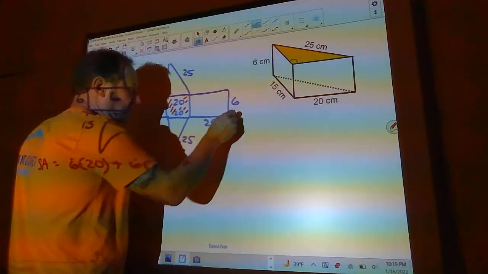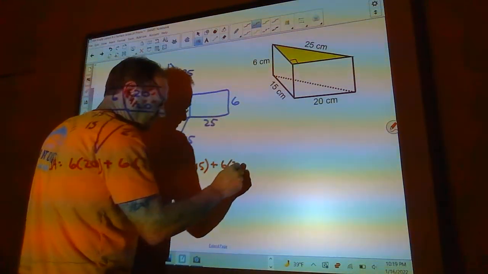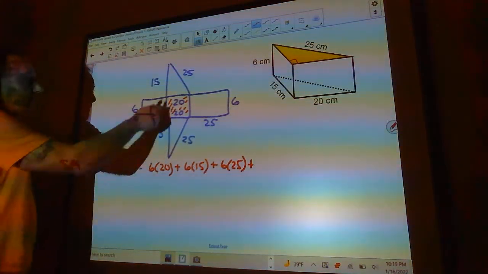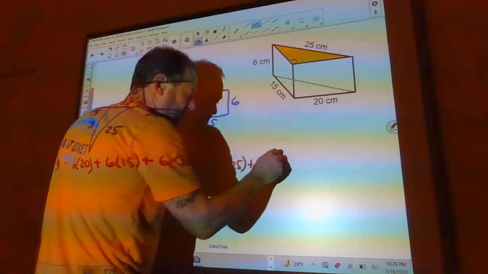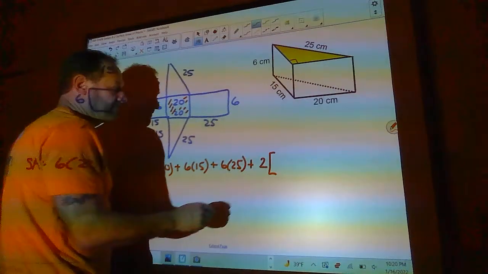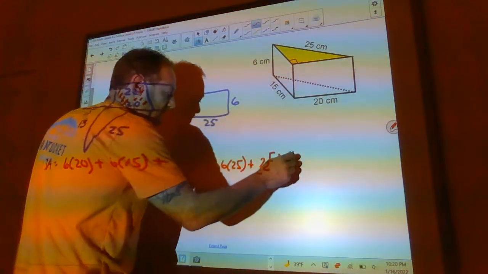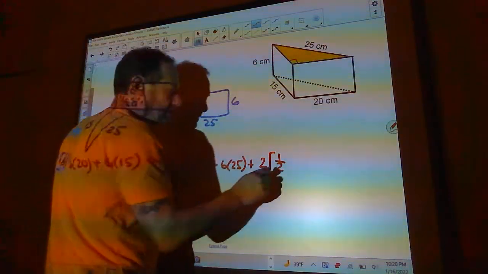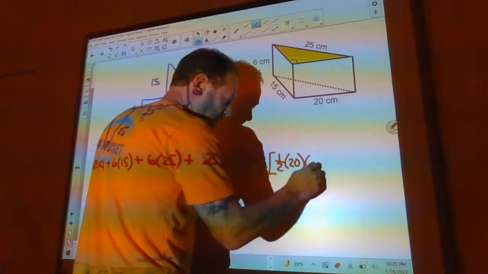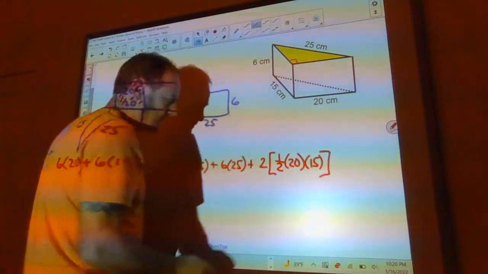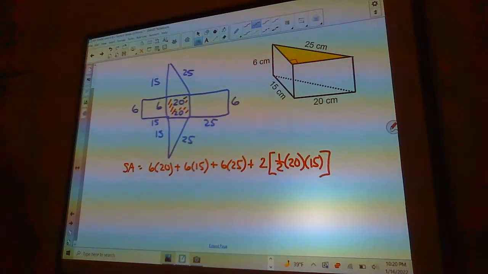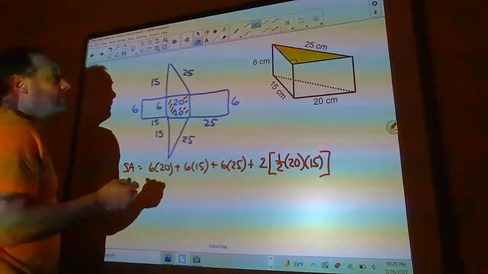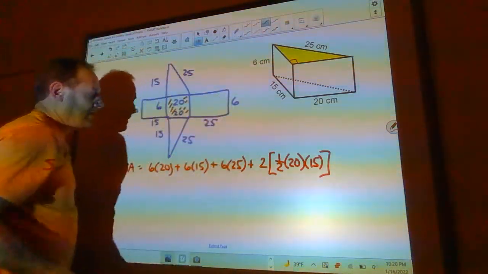This one's going to be 6 times 25. Now, I've got 2 identical triangles, so I'm going to do these at the same time. 2 times, a triangle is half of the base times the height. So the base of the triangle is going to be 20 and the height's going to be 15. Okay. So there's 1 side, 2 sides, 3 sides, 4, 5 sides. All right, so let's go ahead and figure this out.